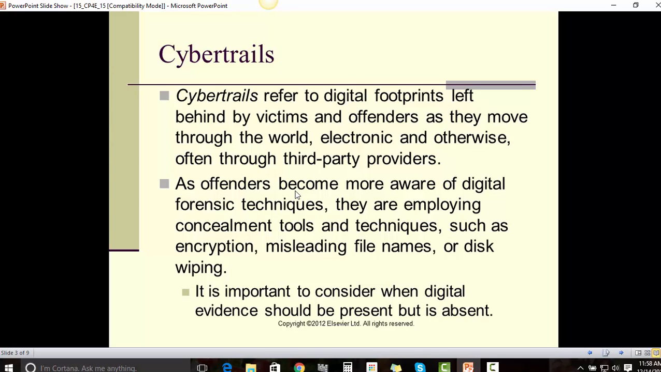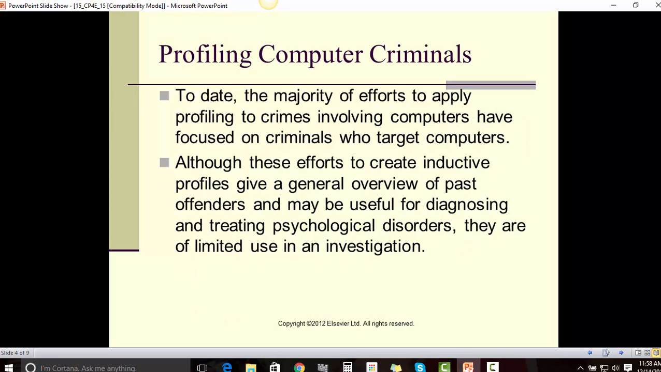As offenders become more aware of digital forensic techniques, they are employing concealment tools and techniques such as encryption, misleading file names, or disk wiping. It is important to consider when digital evidence should be present but is absent.